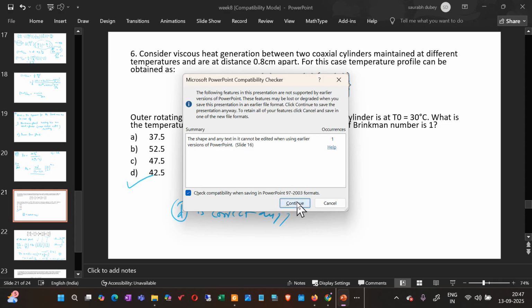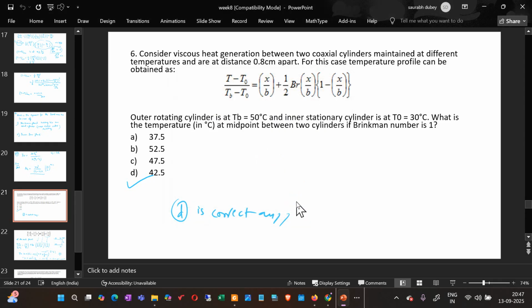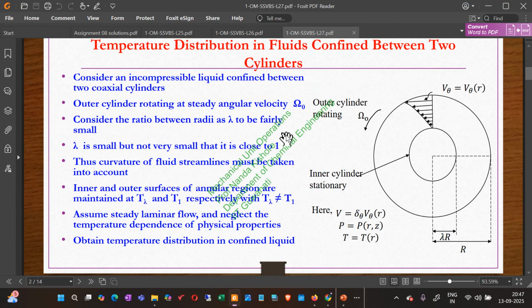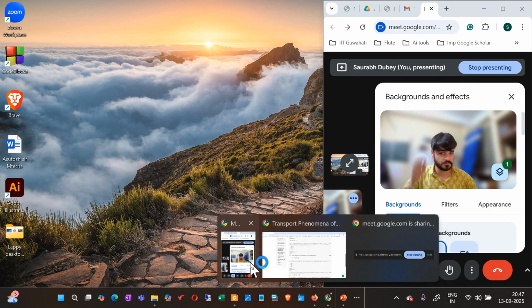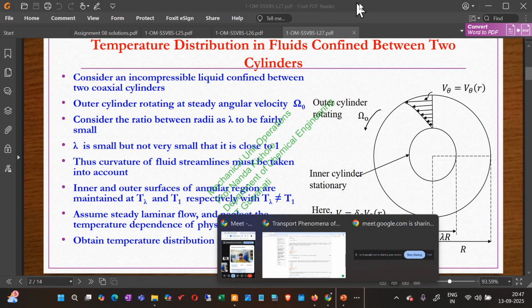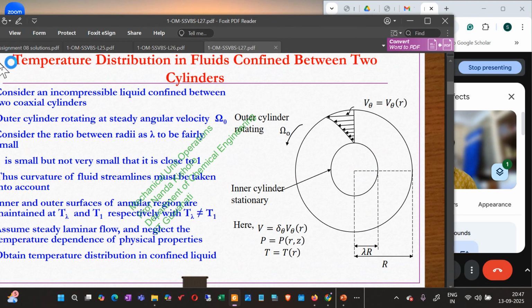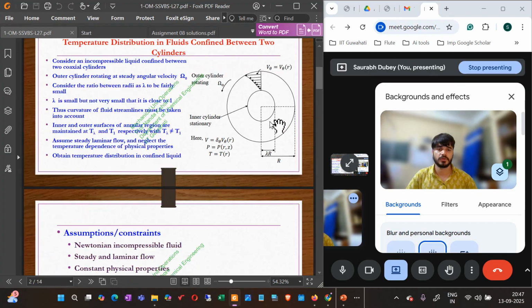Okay, just save it, right? Okay, so consider an incompressible liquid confined between the two coaxial cylinders. Outer cylinder rotates at the steady angular velocity of omega naught.